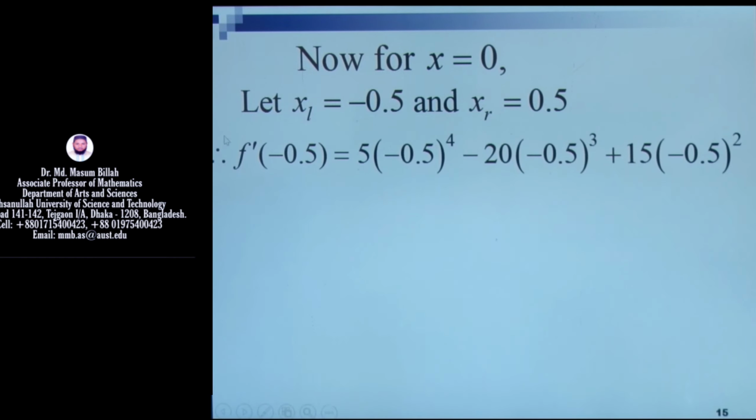Now we have to check f'(x), that is f'(-0.5), and we put in minus 0.5. The calculation gives 6.5625, which is positive. So we can say on the left side the function is increasing.